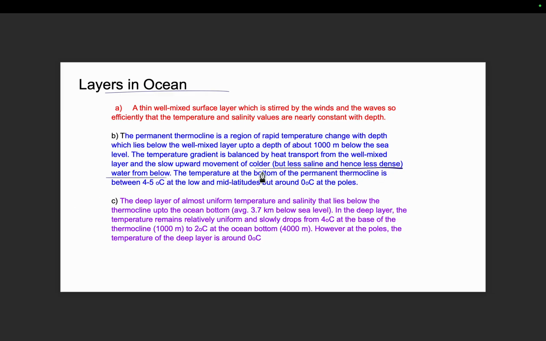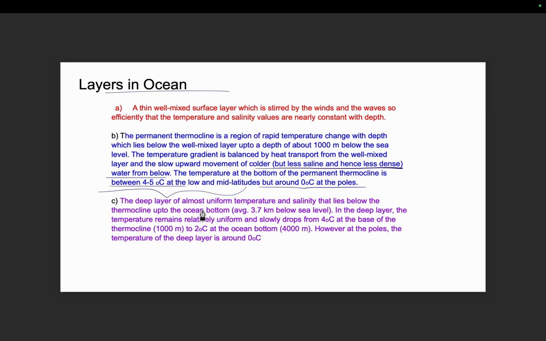The temperature at the bottom of this permanent thermocline is between 4 to 5 degrees Celsius in the mid latitudes, and it reaches 0 degrees Celsius at the pole. So at 0 degrees Celsius, less than 1 kilometer deep, there is always water in its freezing state.